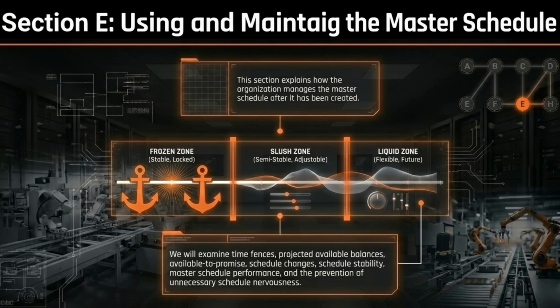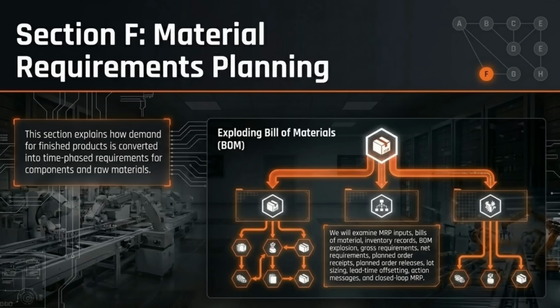We will examine time fences, projected available balances, available to promise, schedule changes, schedule stability, master schedule performance, and the prevention of unnecessary schedule nervousness. Section F, Material Requirements Planning.